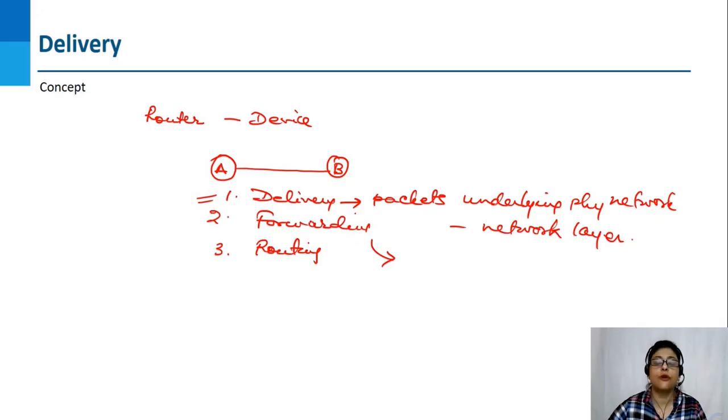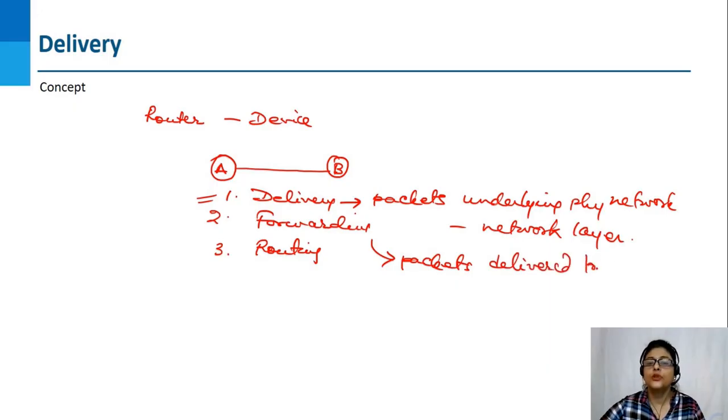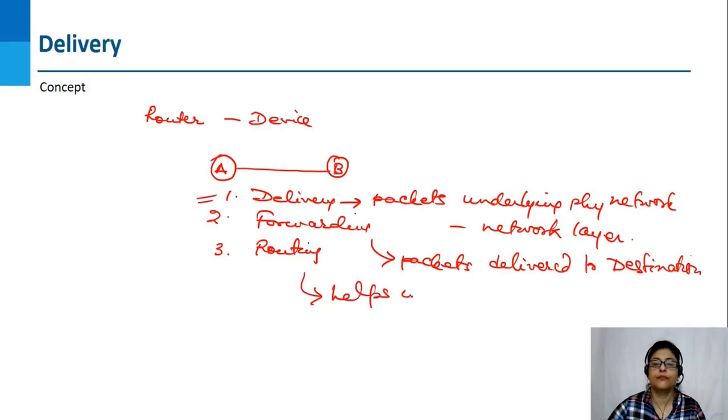Next is the forwarding. Forwarding means how the packets are actually delivered to the destination. So this is forwarding. And routing basically helps in forwarding by creating the routing table, which includes the destination and the next hop.